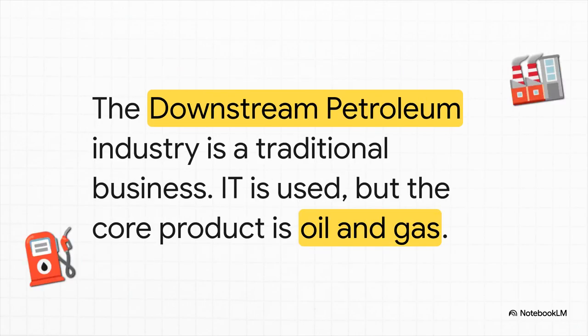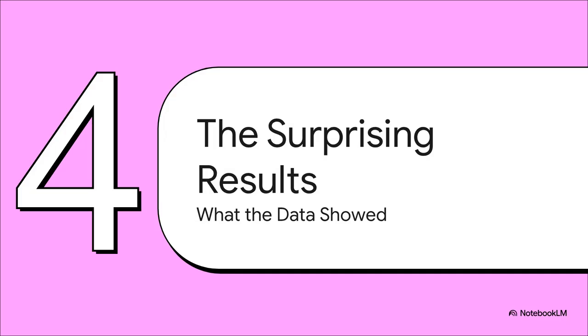And for the second case, they picked the downstream petroleum industry. A classic heavy industry. Now, they definitely use IT for logistics and operations and all that, but it's more of a support tool. It's not the actual product they're selling. Okay, so when they ran the numbers, the difference between these two industries was just staggering.